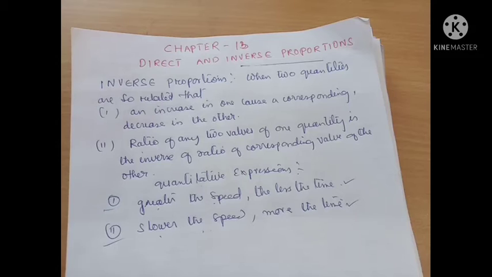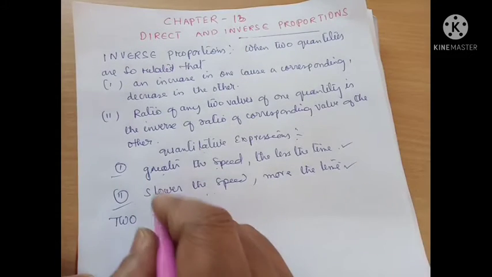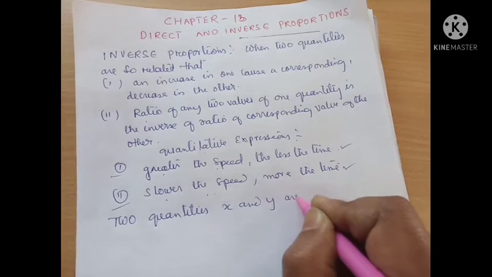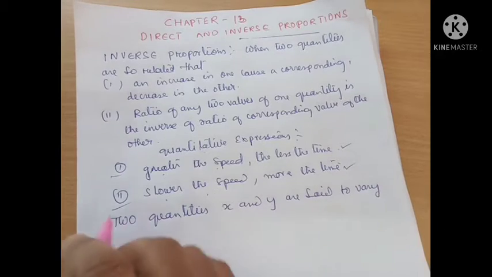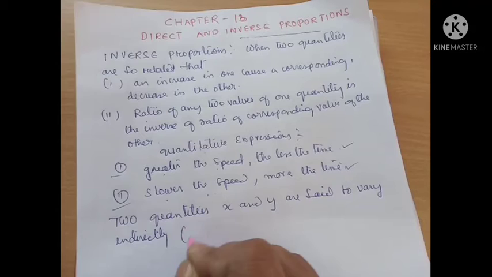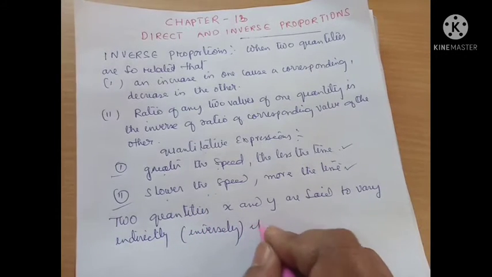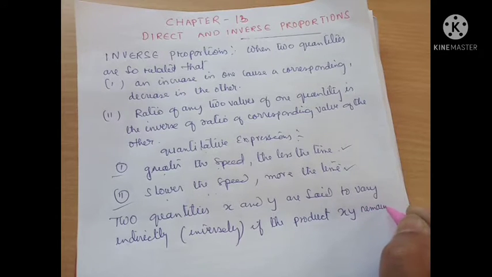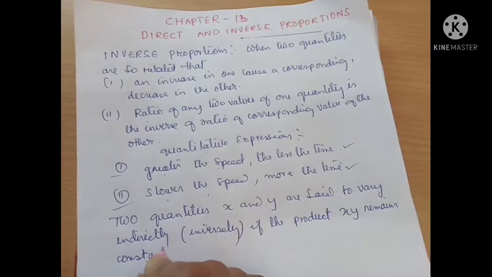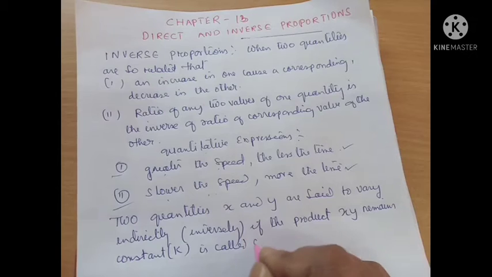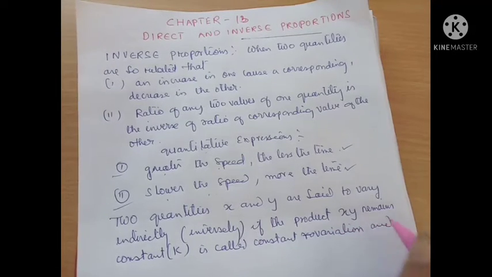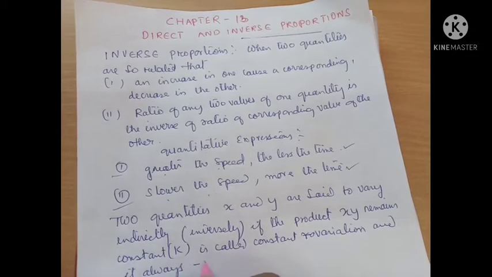Now, when are two quantities said to vary inversely? Two quantities, x and y, are said to vary inversely if the product xy remains constant, that is k, which is called the constant of variation, and it should always be positive.